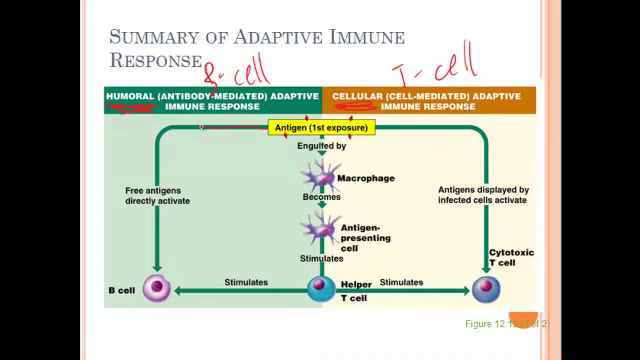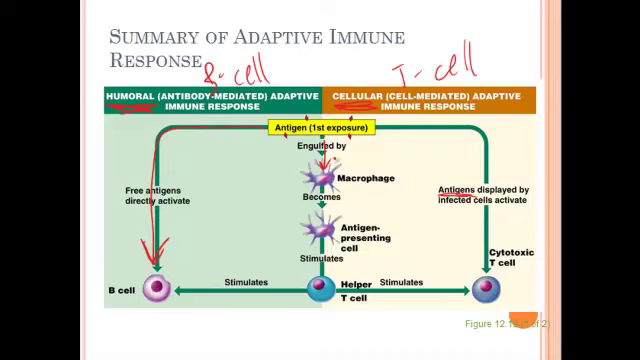So this antigen directly activates B cells. It doesn't directly activate T cells as well. These have to be presented by infected cells in order to activate T cells. But B cells are directly activated, and then they'll go on to produce plasma cells and memory cells and antibodies in order to fight.